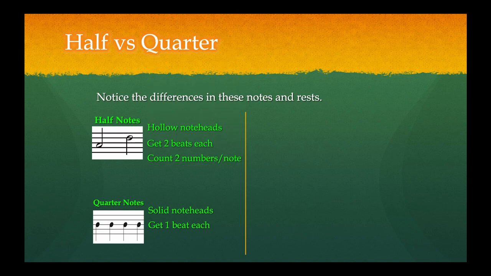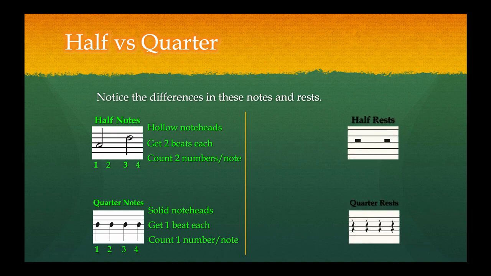When counting half notes, we count 2 numbers for each note. 1, 2, 3, 4. When counting quarter notes, we count 1 number for each note. 1, 2, 3, 4.